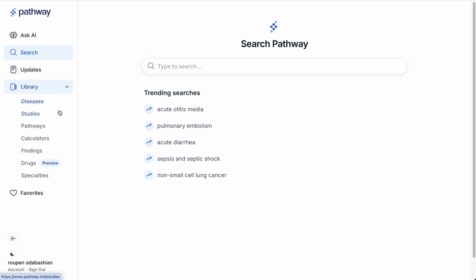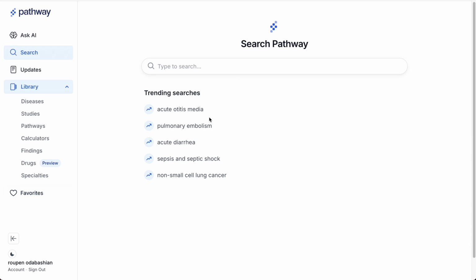And the library has other underlying submenus. They have subsections about diseases, the studies and research, and specific pathways of approaching different medical conditions. They have calculators similar to MDCalc, and also pathways of approaching different findings. For example, if you see abdominal distension, how would you approach it? If you have a GI bleed, how would you approach it? Then there are submenus about the drugs, subspecialties or specialties, and favorites.